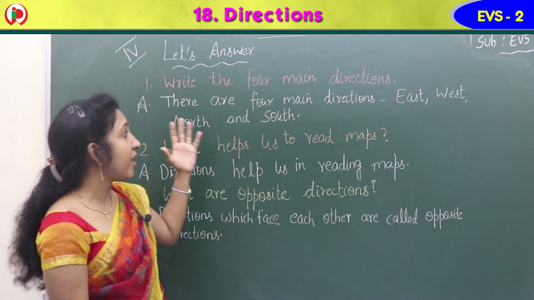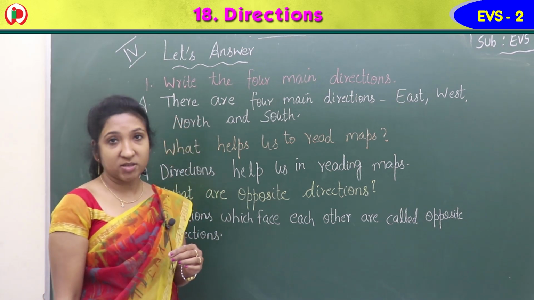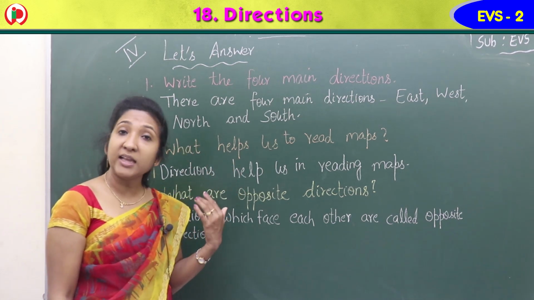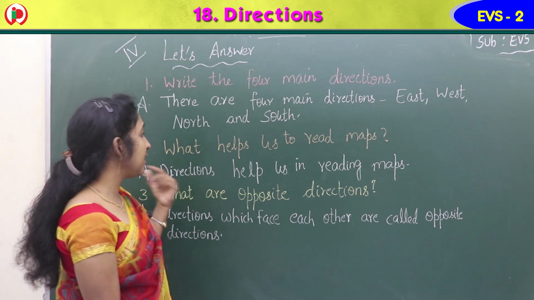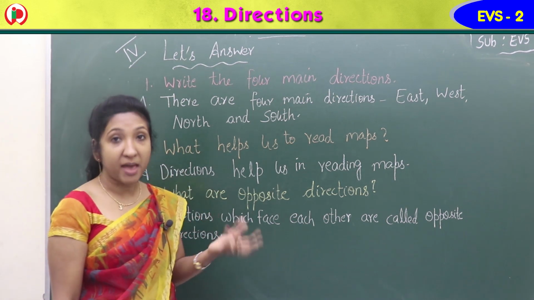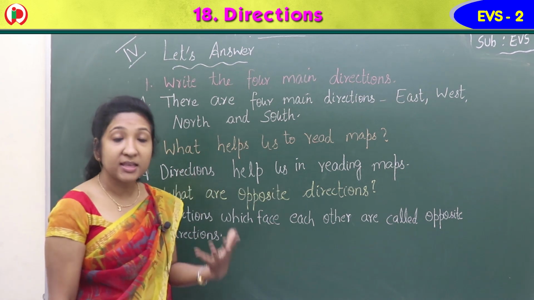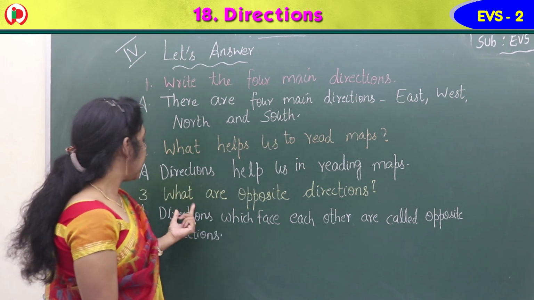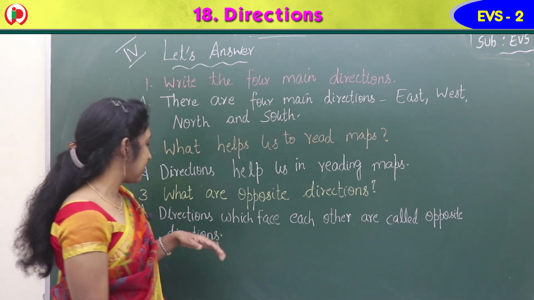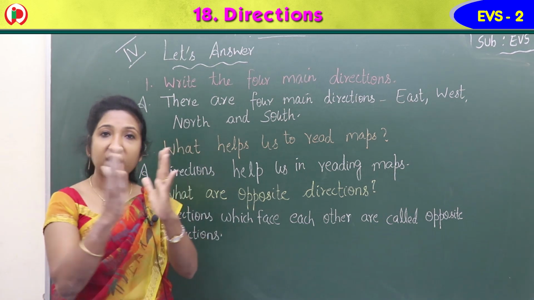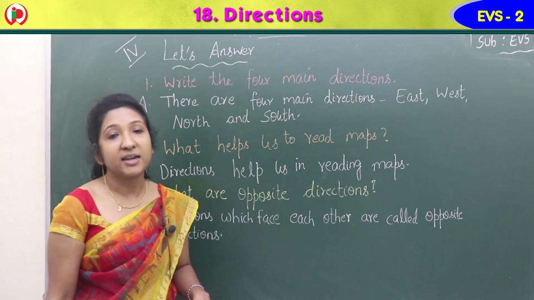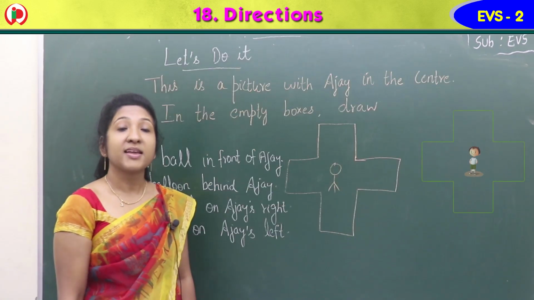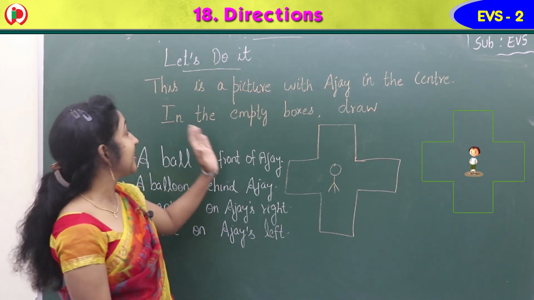So first question is, write the 4 main directions. There are 4 main directions: east, west, north and south. Second, what helps us to read maps? Answer, directions help us in reading maps. Third one, what are opposite directions? Directions which face each other are called opposite directions. Understood? Okay.